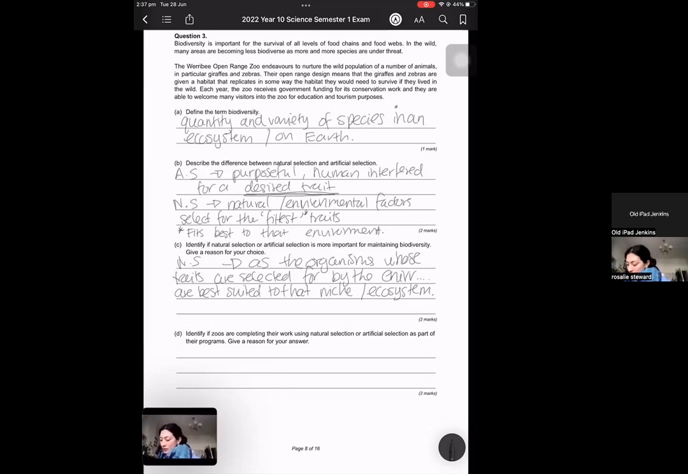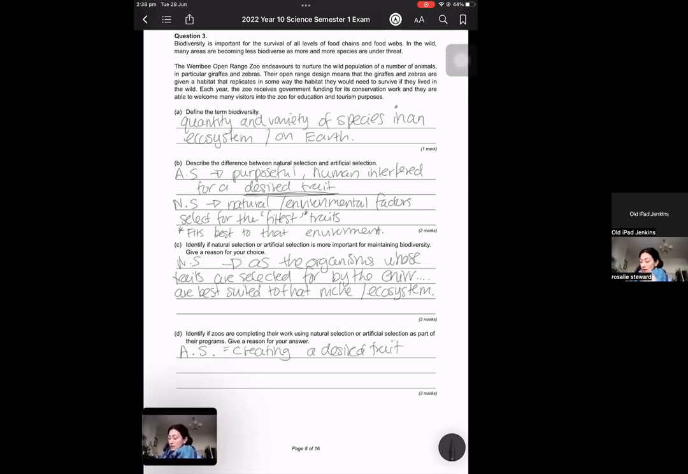Okay, last one. Identify whether zoos are completing their work using natural or artificial selection. So we talked at the start about, for instance, giraffes and zebras receiving a nice environment. So obviously here it's going to be artificial selection. No, not necessarily obviously, but it's artificial selection. And the reason why is because although zoos are intending to do a good thing, they are intending to produce healthy offspring, a healthy environment, the key thing here is that they are still creating a desired trait. Whatever that desire is, creating a desired trait. And that trait could literally just be babies, healthy offspring. It is still a desire.